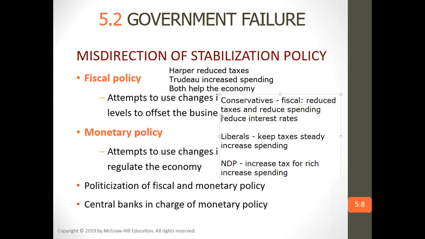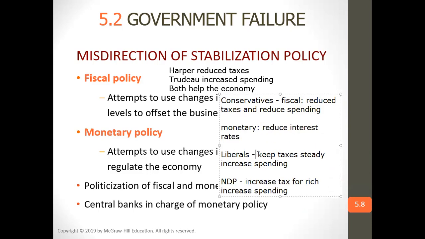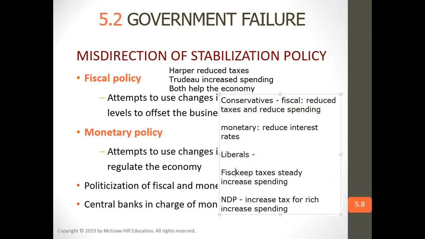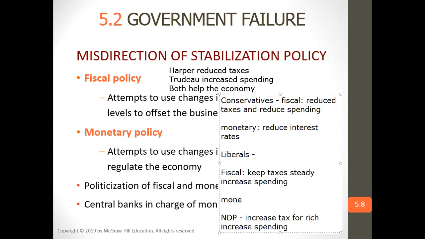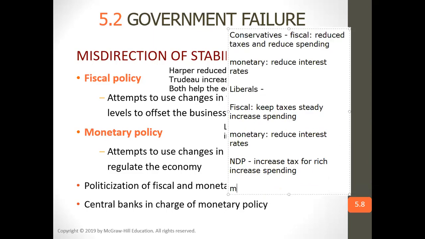And then this would be monetary. And then this would be fiscal. And then monetary. They pretty much both want to reduce interest rates. And then the NDP, they would agree with that too. So monetary: reduce interest rates. So yeah, that's kind of the politicization. And then central banks are in charge of money supply.